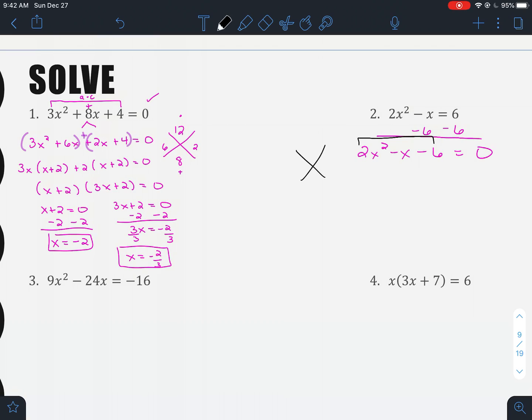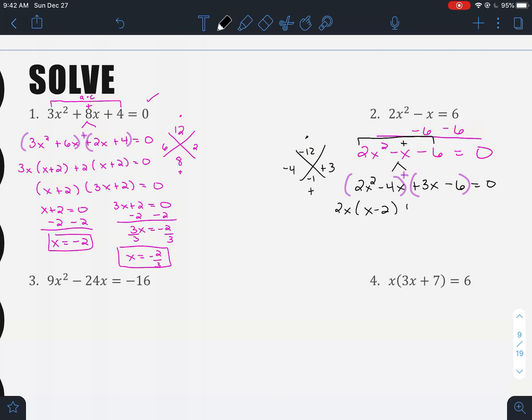And now we're going to do the exact same thing that we did in question 1. So we'll take the a times the c. So 2 times negative 6 is negative 12. So I want to find two numbers that multiply to negative 12 and add to negative 1. That would be negative 4 and positive 3. So I'll break up that middle term. So I'll have 2x squared minus 4x plus 3x minus 6 is equal to 0.